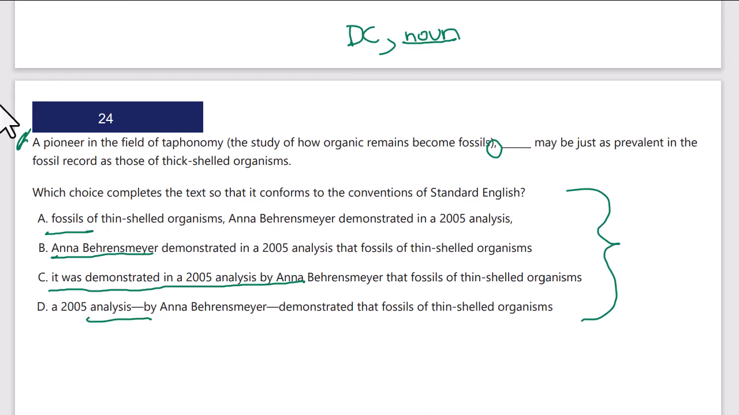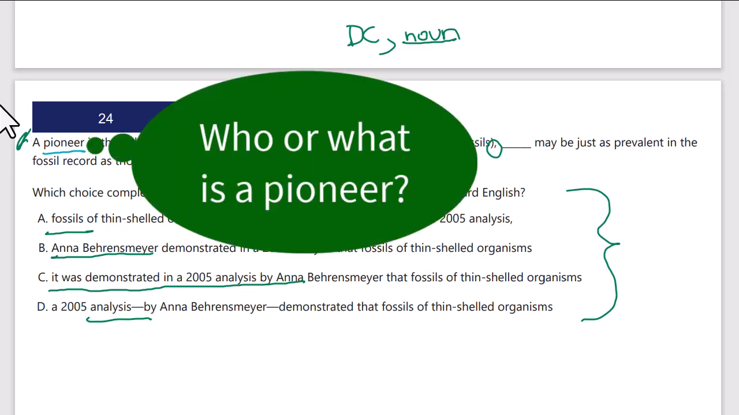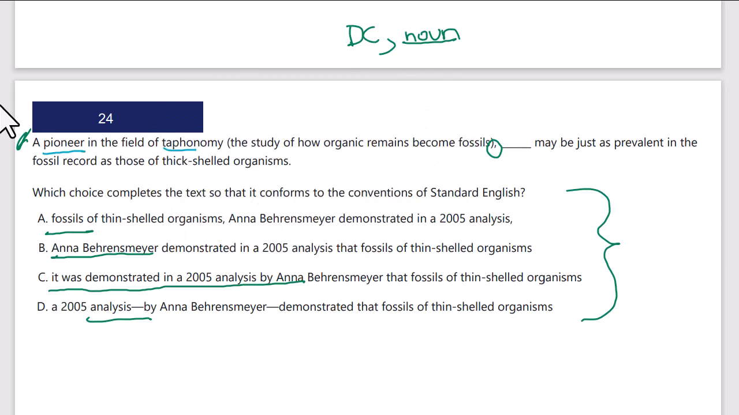I want to know what noun in the answer choice is being modified by the clause. A pioneer in the field of taxonomy, the study of how organic remains become fossils. So who or what could be a pioneer in the field? Would fossils be a pioneer in a field? No, of course not. Could an analysis be a pioneer in a field? No, definitely not. That's not right either. How about this passive sentence?